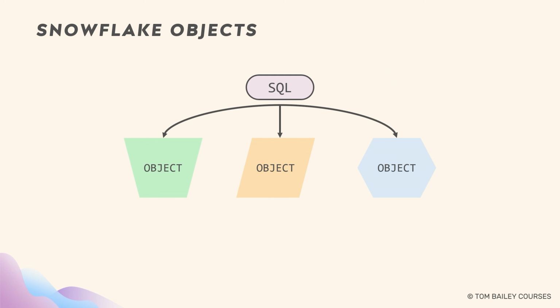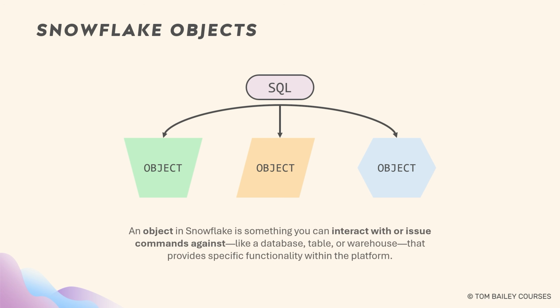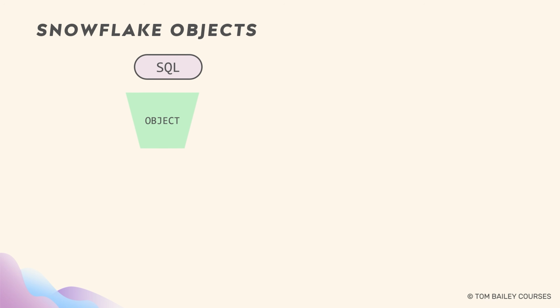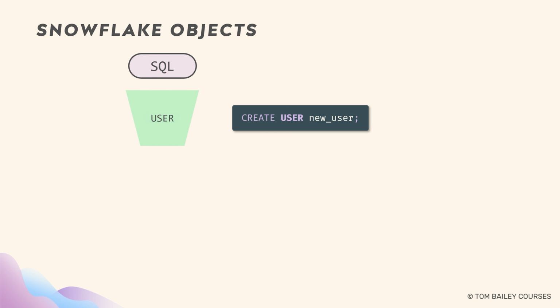Now, SQL commands are executed against objects. An object in Snowflake or any SQL database is simply something you can interact with, something you can issue commands against that enables a bit of functionality. For example, here's a command to create a new user. A user is an object in the Snowflake system, and running this command makes changes internally to allow another set of credentials to log into an account.